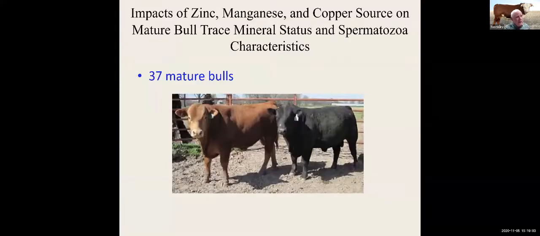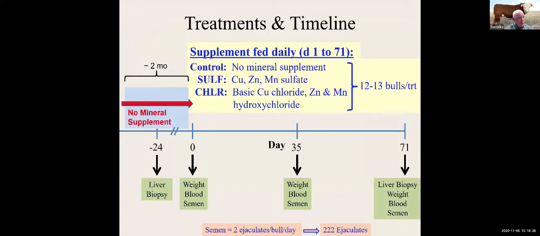So we started with a study of the effects of mineral source on mature bulls and sperm characteristics. We had some preliminary data that suggests that different minerals played some role, but never had enough data to say it was really convincing or how it was improving fertility. I'm not sure we've got enough data yet, but we started with 37 bulls. They were different breeds, and so they were blocked by breed when we assigned them to treatments. But the treatments are shown here.